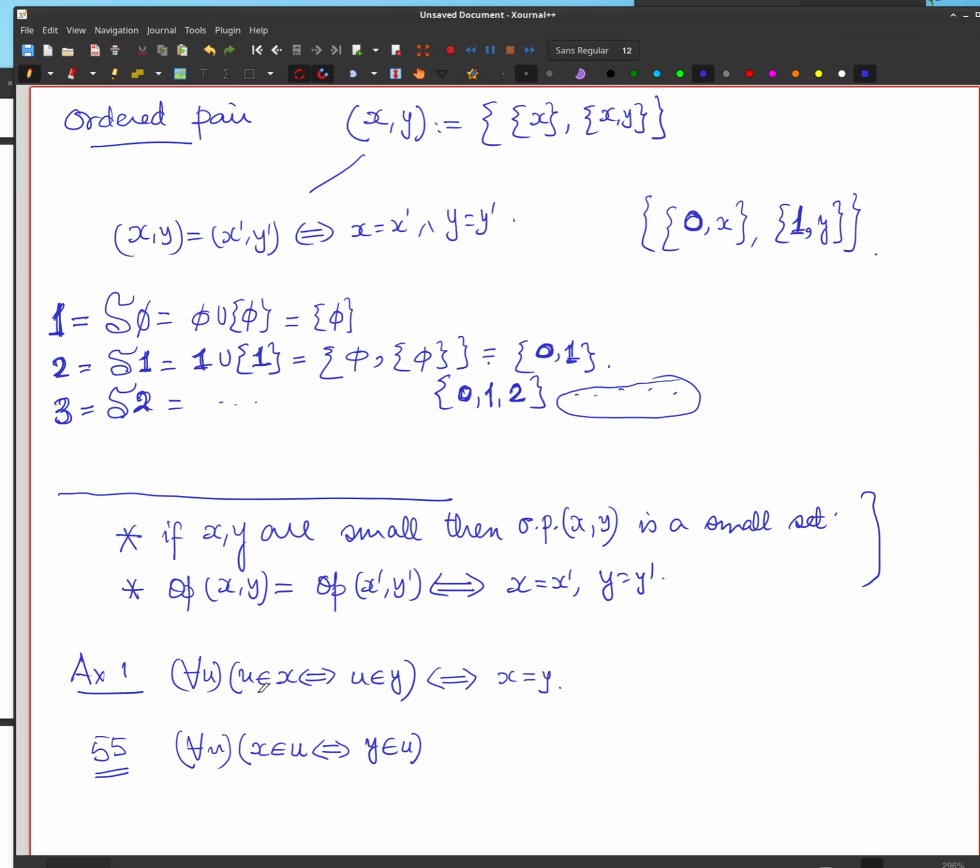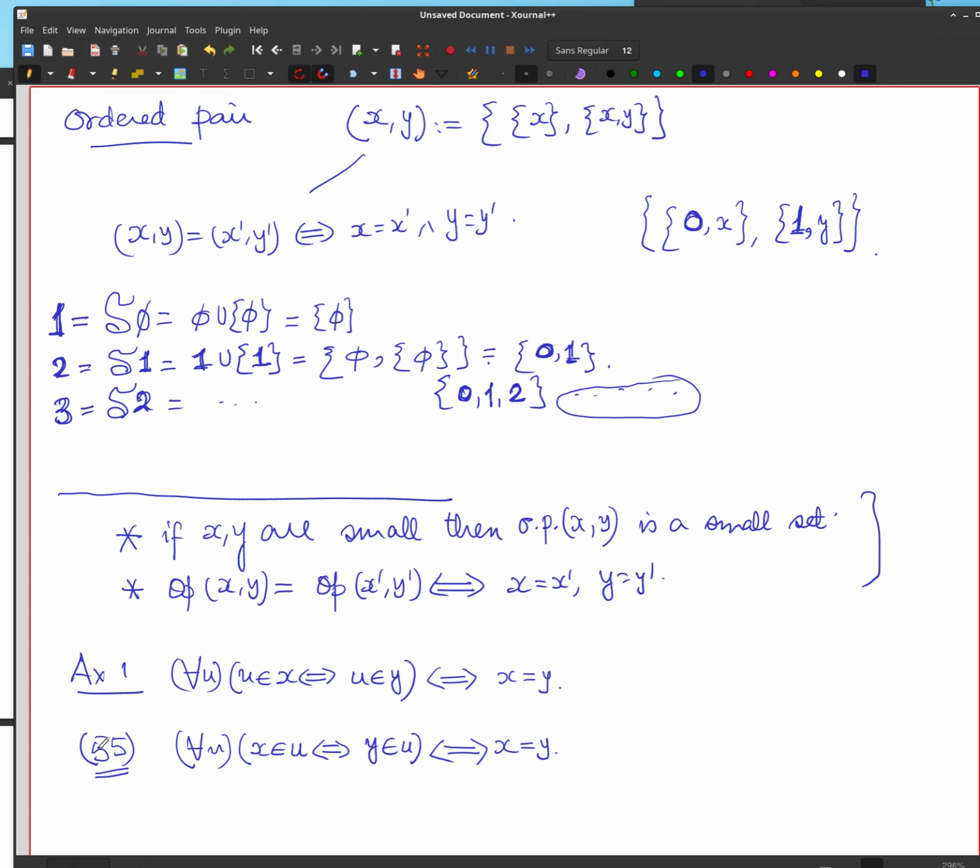Right? Just x and u over here in this part has been interchanged, and over here y and u has been interchanged. I'm saying this still also says x is equal to y. But this is no more an axiom, but this follows. So essentially, let's look into 55 again.